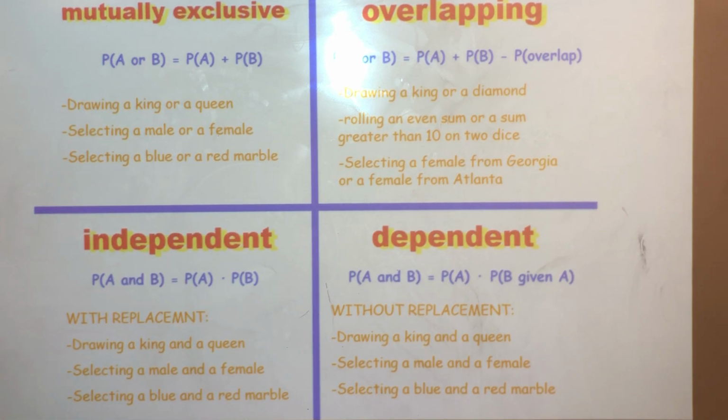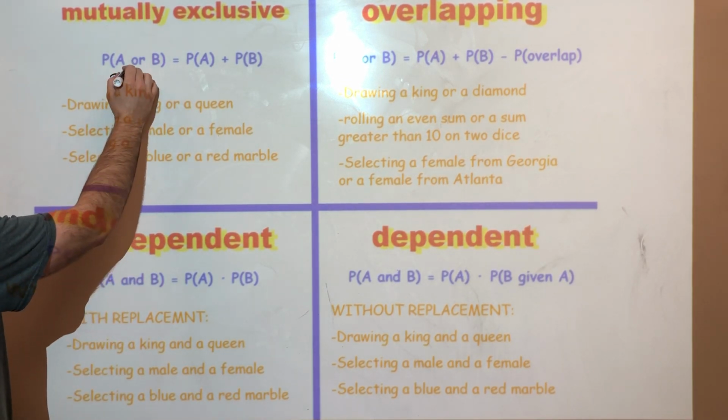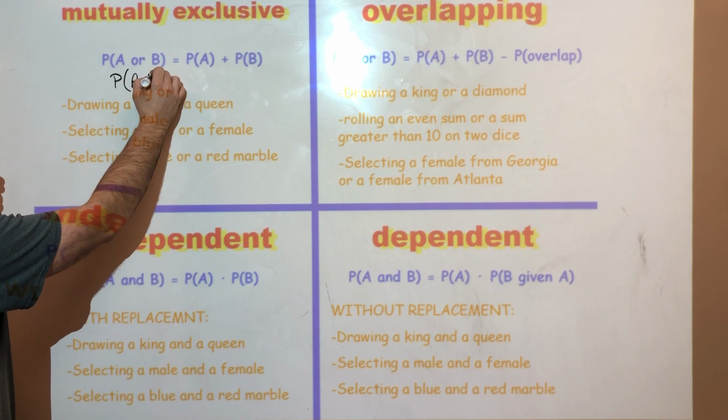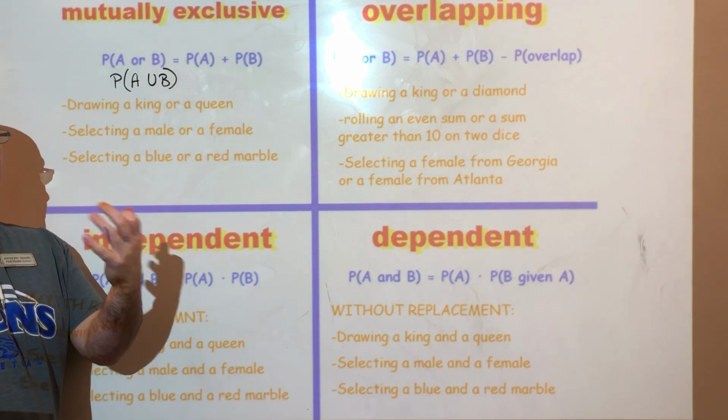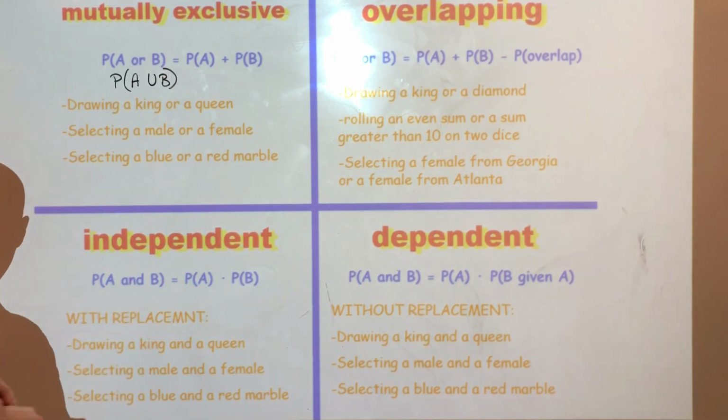Now, keep in mind, you might see it written as the probability of A union B. Union means "or," so I can do either one of those things.